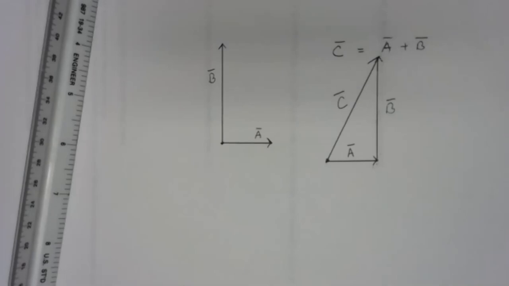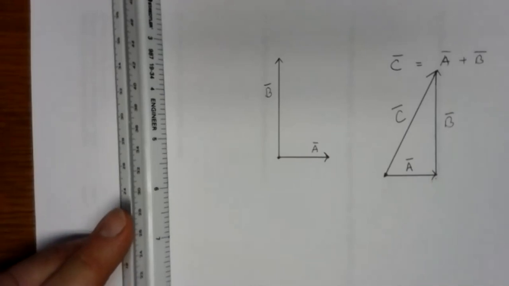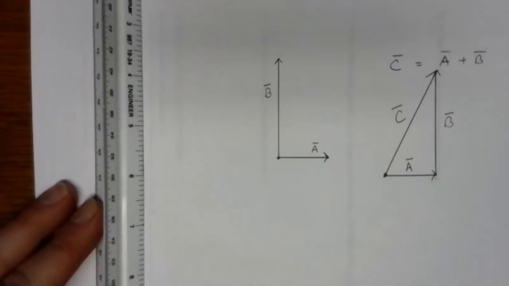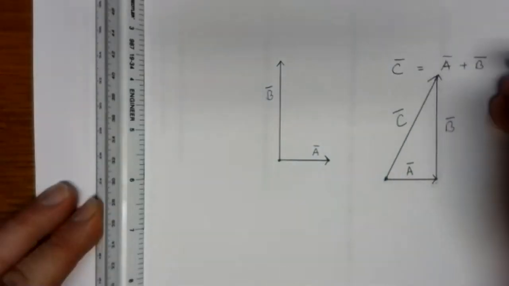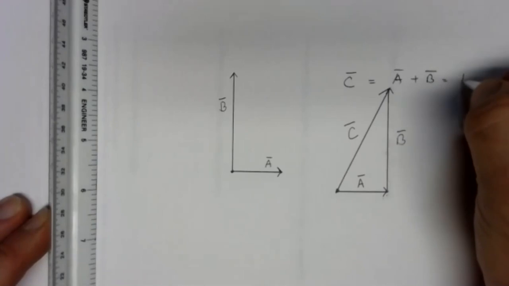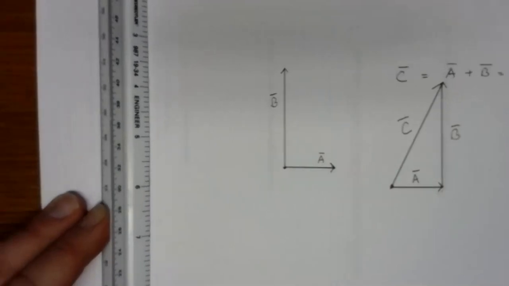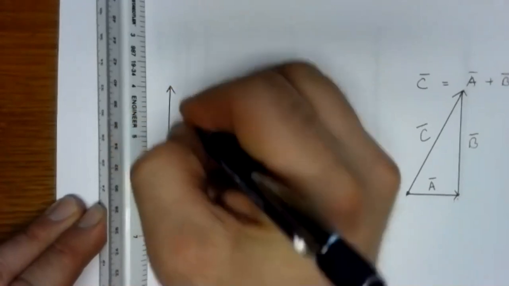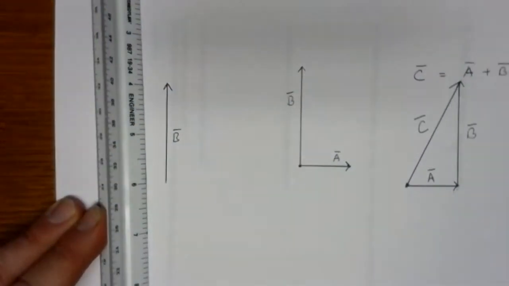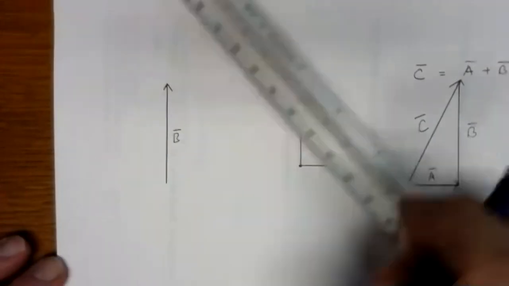Now I want to show here also that order doesn't matter. So let's go off to the left side here and I'll deal with vector B first. So let me draw vector B first and show that vector C also will equal B plus A. It doesn't matter what order you go in. So let's draw vector B. If we were doing B plus A, we'd draw B first, then we draw A with the tail of A at the head of B.